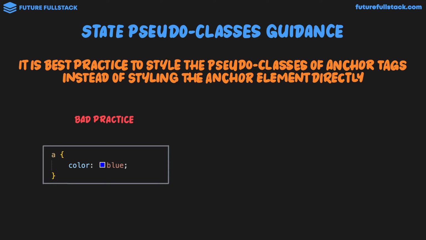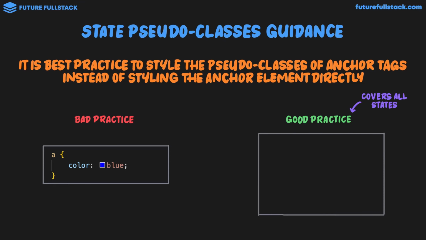On the other hand, good practice is styling all the different pseudo-classes for the anchor tag. This approach covers all states. So our CSS would look something like this. We'd first style the link and visited pseudo-class, for example, with the color blue. And you'll note these are actually grouped together, which is very common. It's because it isn't that common to separately style your visited pseudo-class. You usually want it to adopt the same styling as just the regular link. So that's why we group these together.